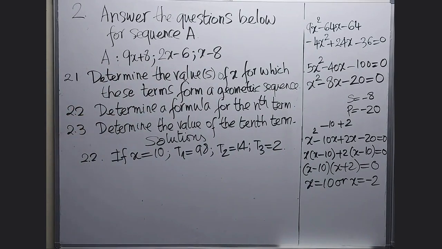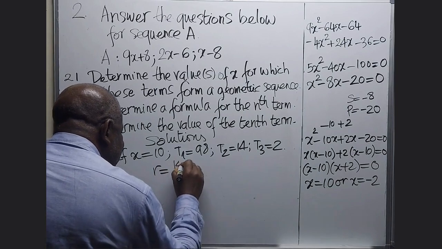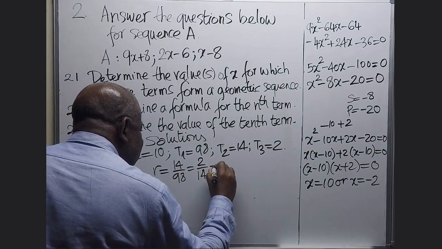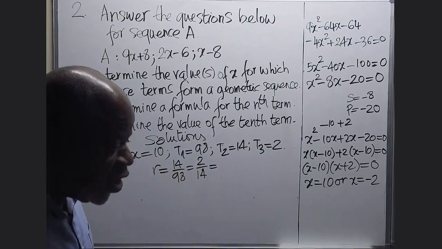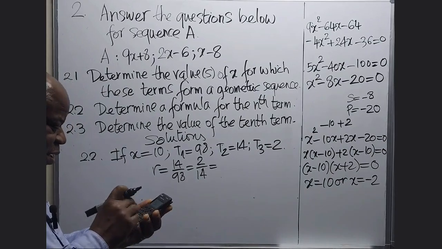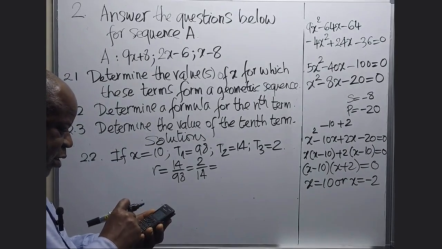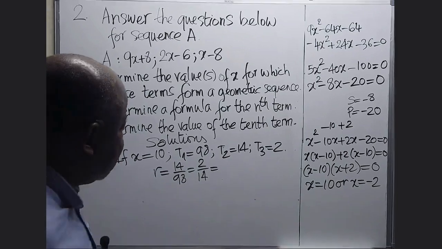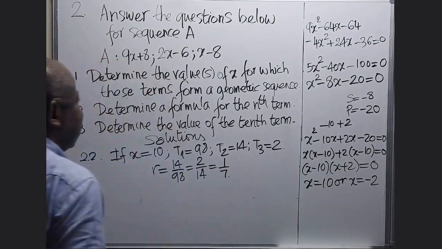In order for us to get the formula, we need to get the common ratio. Our common ratio will be 14 over 98. This will be equal to 2 over 14. So we're going to get 2 over 14 is 1 over 7. Let's check with our calculator. 14 over 98, then we're getting 1 over 7. So our common ratio is 1 over 7.